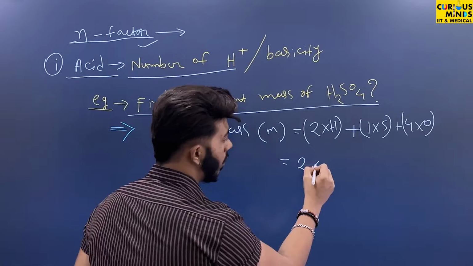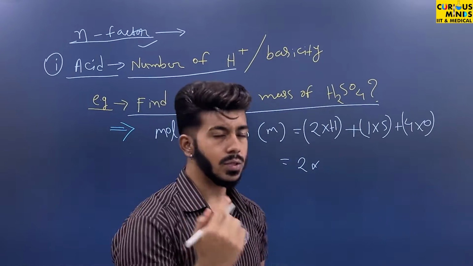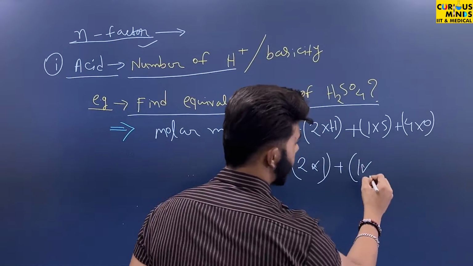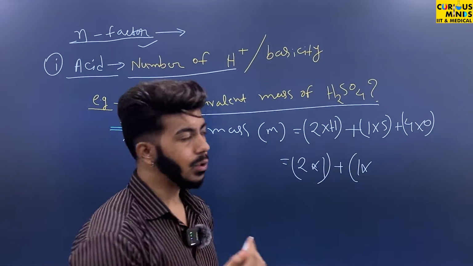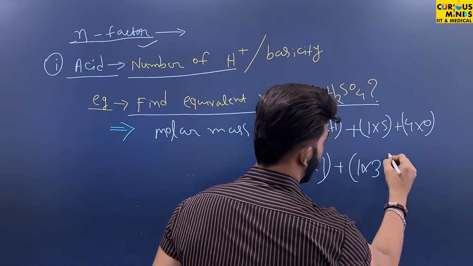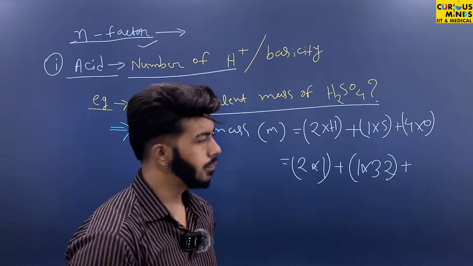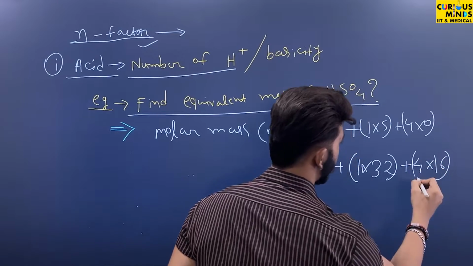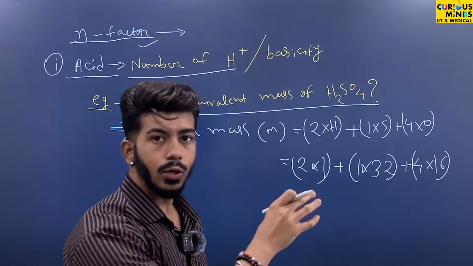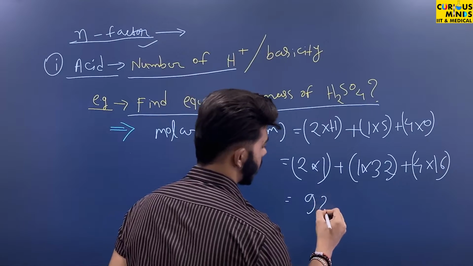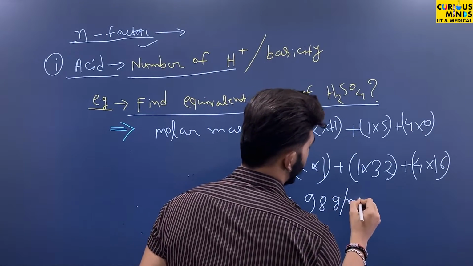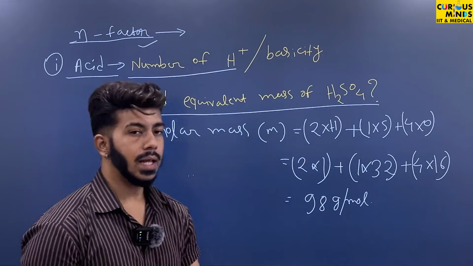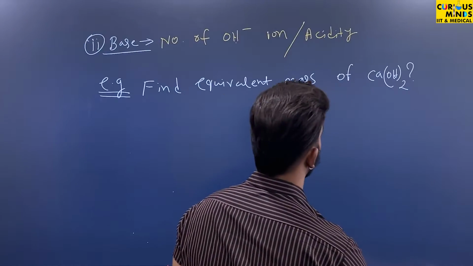So 2 into, what is the atomic mass of hydrogen? That is 1, right? 1 plus 1 into, what is the atomic mass of sulfur? That is 32. It will be 32. Just you need to remember a few. Now 4 into oxygen. What is oxygen? That is 16. So ultimately, if you just add all this, you will get 98 gram per mole. Okay, so this will be the molar mass, that is 98 gram per mole.